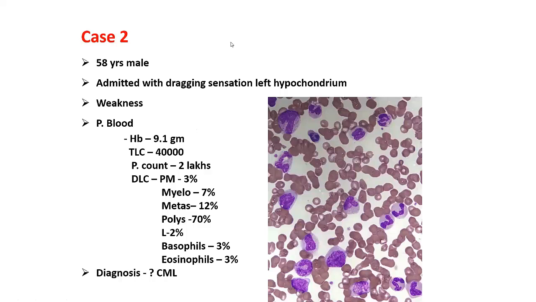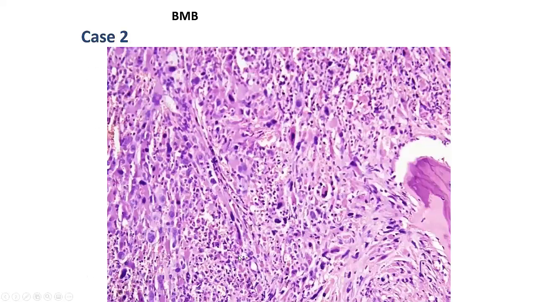Then we go on to case number 2. Now this was the picture given and the history. 58 years male, admitted with dragging sensation, left hypochondrium, indicating that spleen is enlarged, weakness, peripheral blood showed low hemoglobin of 9, TLC was increased, as you can see, 40,000, platelets normal, 2 lakhs. But what we find here are promyelocytes, myelocytes, metamyelocytes, polymorph, basophilia 3%, eosinophilia 3%.